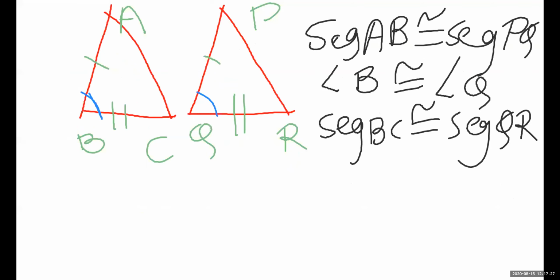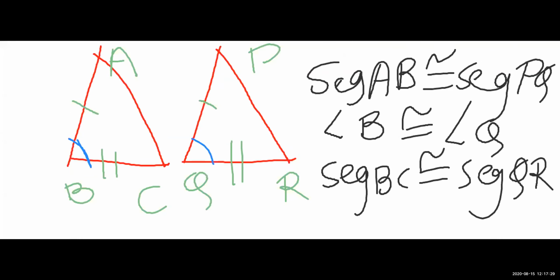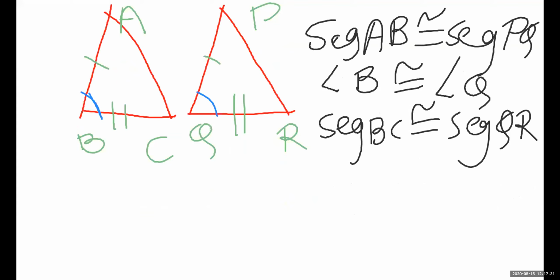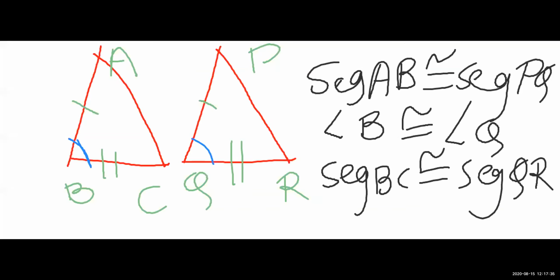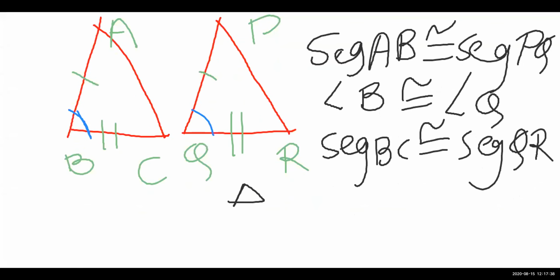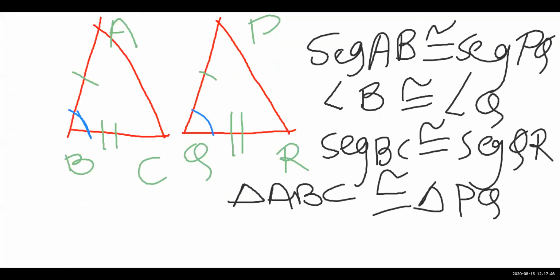Which triangle? Triangle ABC is congruent to triangle PQR. By which test now? Yes, very good. SAS test. This is SAS test.